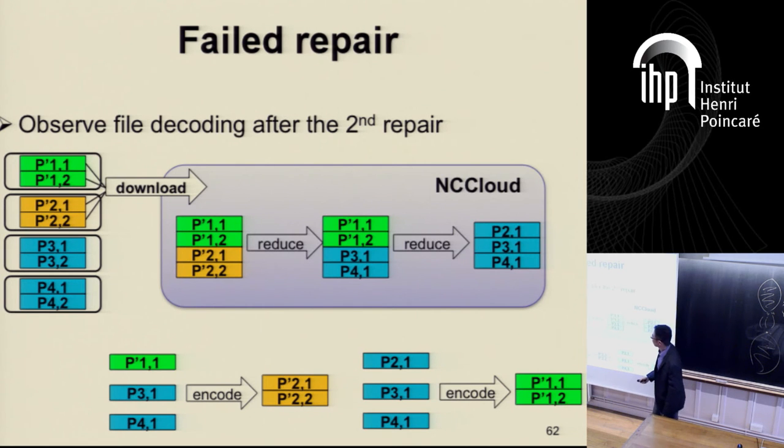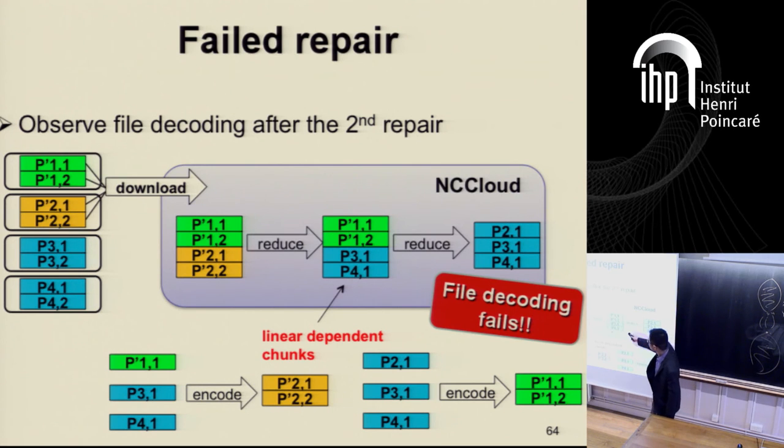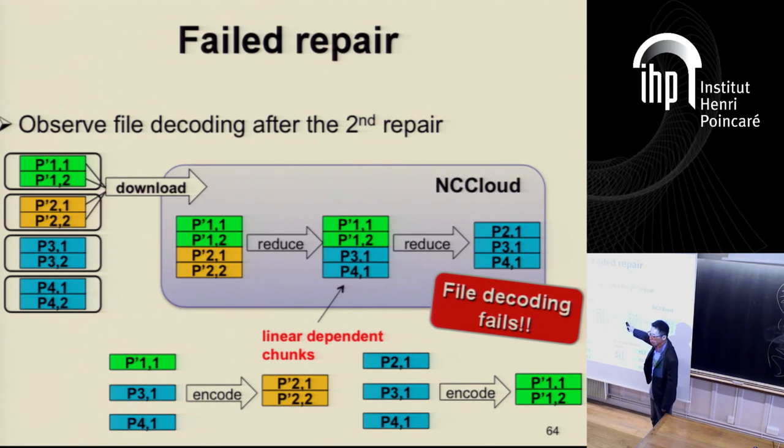Then we can say, finally, the four chunks of the two clouds reduce to just three chunks. And we know that the original file should contain four chunks. So the file decoding fails. The key reason why the file decoding fails is that these four chunks are actually linearly dependent chunks. So how do we deal with this problem?